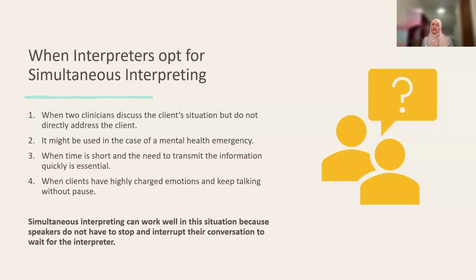It might be used in the case of a mental health emergency, where there is no time. The message has to be conveyed so quickly. Although it won't be as accurate as the consecutive mode, it will be helpful at least at this point, where the interpreter assesses the case and uses this mode to make sure that the client, or maybe the other party, is understanding.